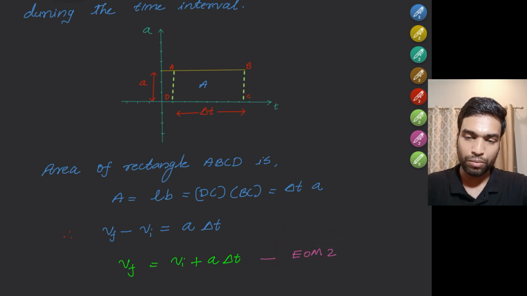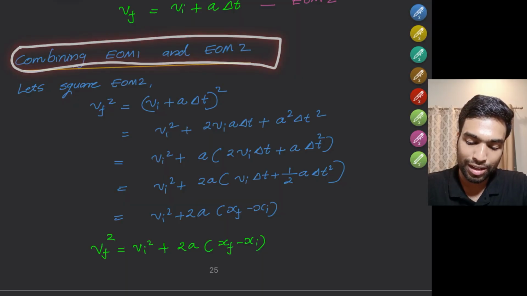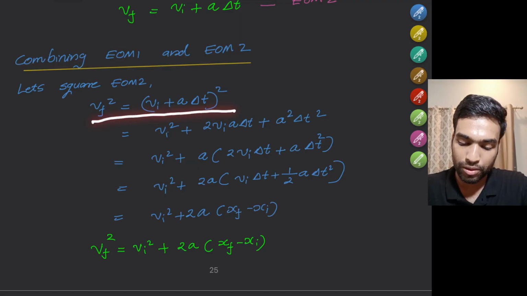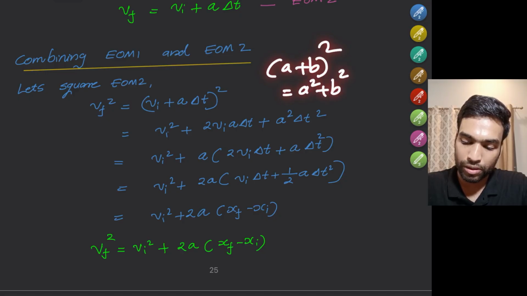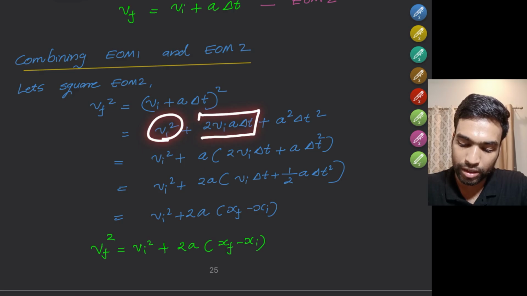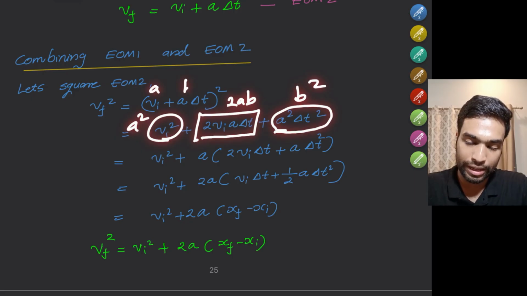Good. Very important equation. So let's combine equation of motion 1 and equation of motion 2. For that, let's square the second equation of motion. So Vf square is equal to (Vi plus a delta t) whole square. Now we can use the mathematical formula (a plus b) square is equal to a square plus b square plus 2ab, right? So Vf square will be Vi square plus 2 Vi a delta t plus a square delta t square. Remember, this corresponds to a square, this corresponds to 2ab, this corresponds to b square, where a is Vi and b is a delta t.